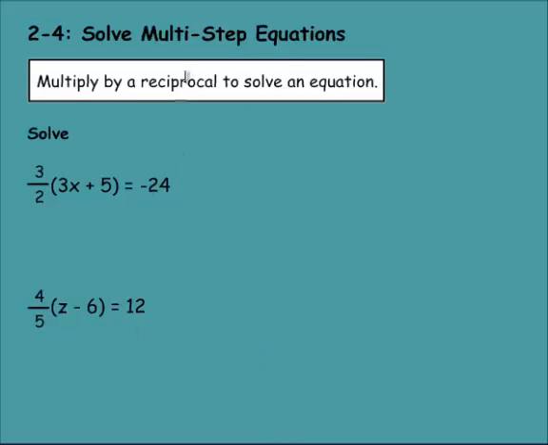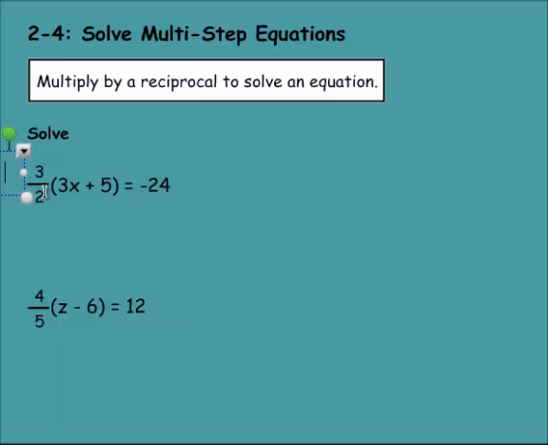Here we have reciprocals now. 3 over 2 times 3x plus 5 equals negative 24. We could do distributive property and multiply that 3 over 2 times both these numbers, but that would take a long time. The trick is that I can do reciprocals, get rid of this, and then do the reciprocal times the negative 24 and get my answer.